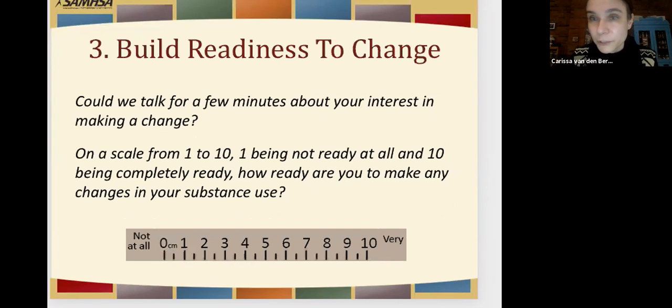If you get to a conversation about change, one thing to think about is this is a good way of bridging: Could we talk a few minutes about your interest in making a change? What do you do if they say no? Well, then, okay, you make it clear that if they want to talk about this further, you're here for them, but otherwise it's really something on their part.